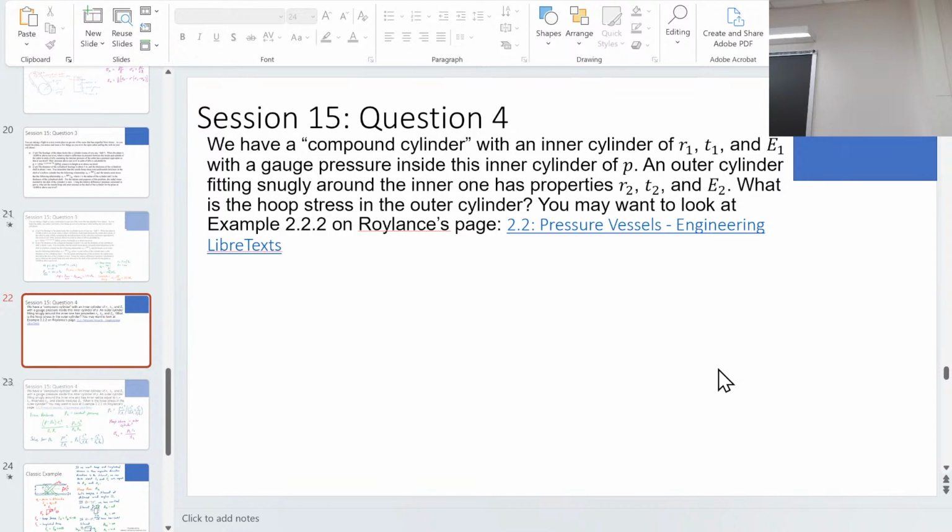Mm-hmm. Did you do session 14? Something else. Let's see here. I did the first one I got last night. The second one I just met with Giselle. I would want to do the first.